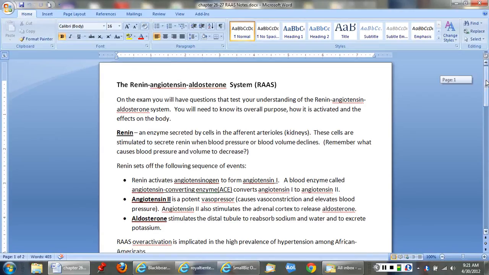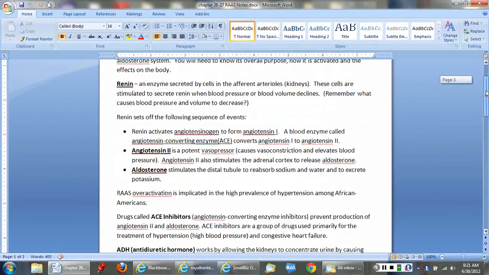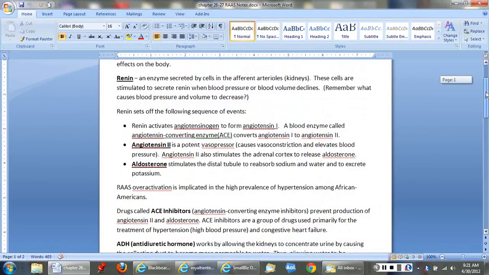Now, so the RAAS overactivation, so I guess this system can activate too often. So you have the renin, so if renin just starts to be secreted, then the system goes, and it's going to increase blood pressure. So what this is saying is this system is implicated in the high prevalence of hypertension among African Americans.